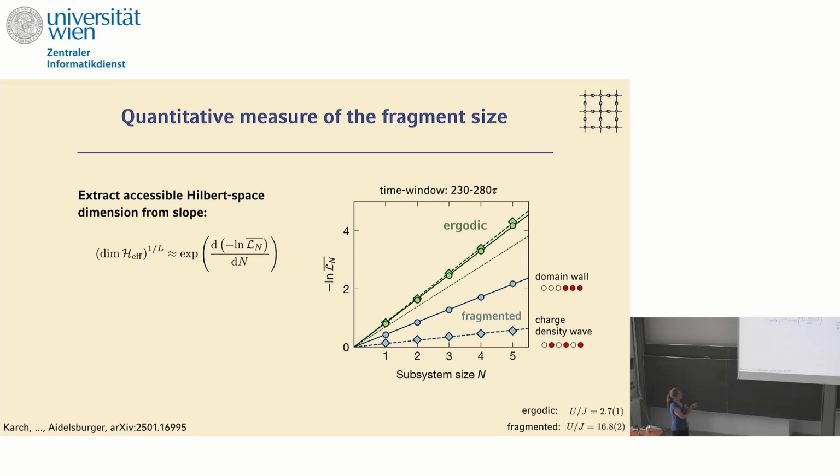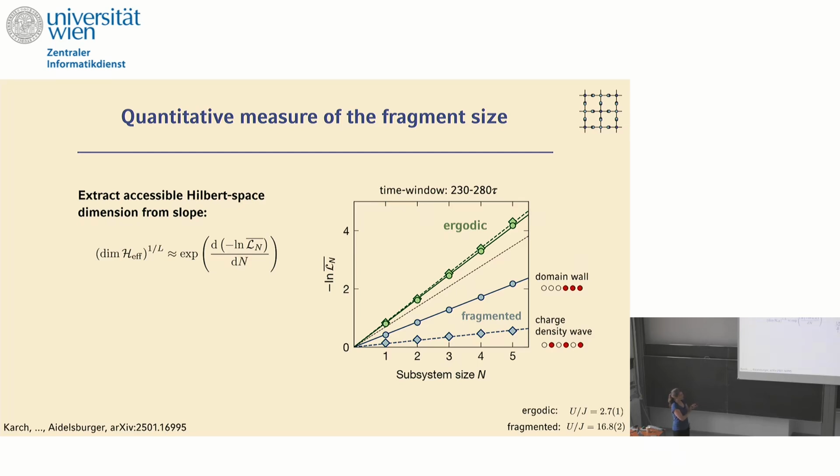Okay, so we do these experiments at roughly 300 tunneling times. And then we look at the steady state of our system and analyze it as a function of the subsystem size. If we are in the fragmented regime, so here you see the two different initial states, the domain wall and the charge density wave, you see that the slope obviously is extremely different.